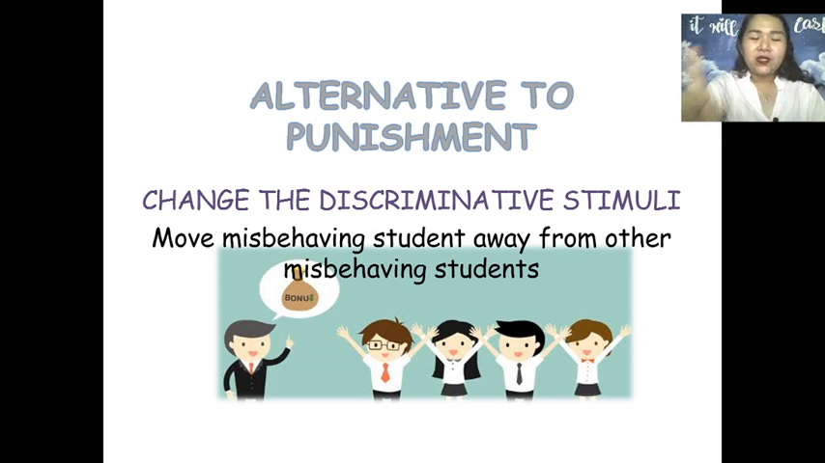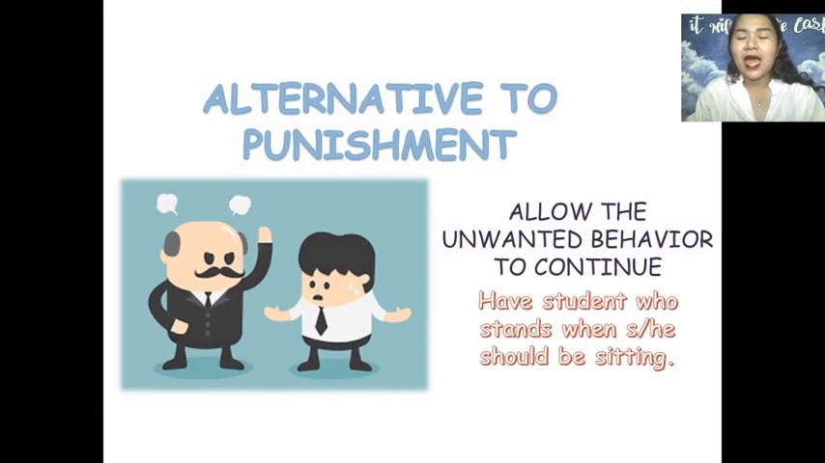Okay? So, move the misbehaving student away from other misbehaving students. So, that is the first. Next is, allow the unwanted behavior to continue. Have a student who stands when she should be sitting. Okay? This is another point.